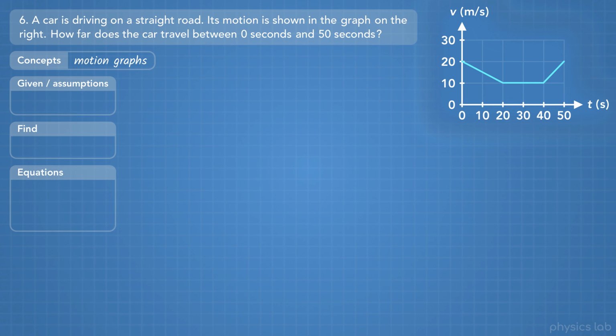A car is driving on a straight road. Its motion is shown in the graph on the right. How far does the car travel between 0 seconds and 50 seconds?